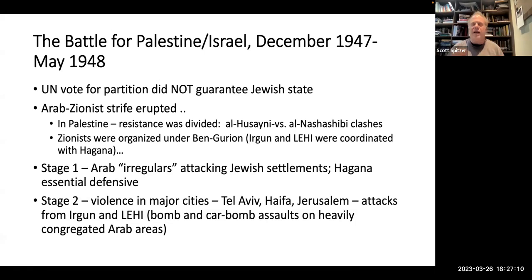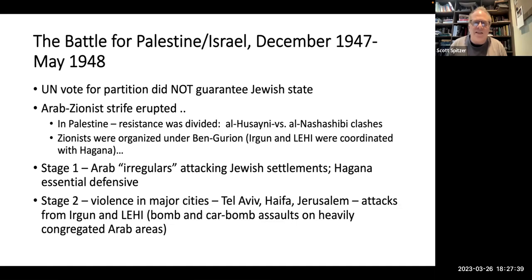Now, here's what I want to point out. The 1948 war, and I might go on about 5 or 10 minutes, a little bit longer, I'm sorry, starts as a civil war. It starts as a civil war in Palestine, right? In stage one, the Arab irregulars, various militias, are attacking Jewish settlements. Haganah becomes defensive, protecting Jewish communities.